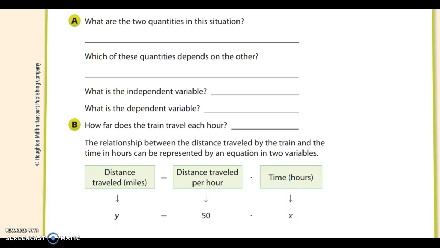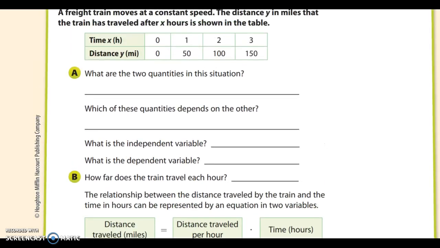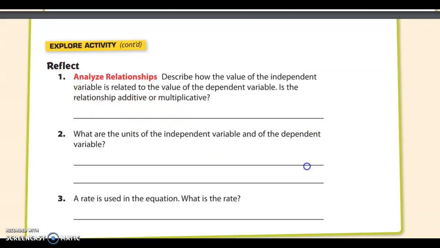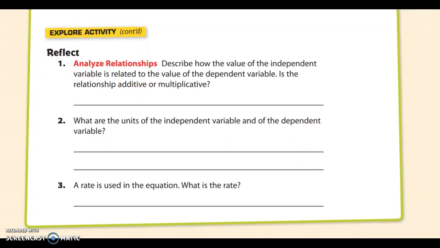You can see right here on the table that all of the y values, starting here, are 50 times greater than the x values. So 1 times 50 is 50, 2 times 50 is 100, 3 times 50 is 150, and we could just keep going. All right, this video is going to go on to the next page and do the reflect questions. It's going to do these 3 questions, and then we're going to stop there.